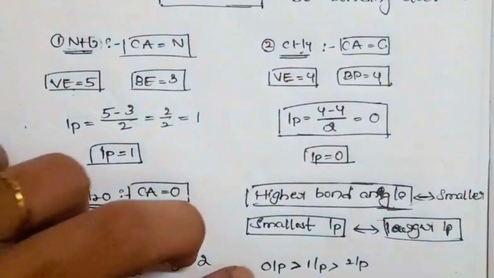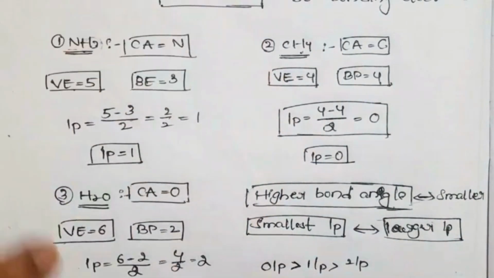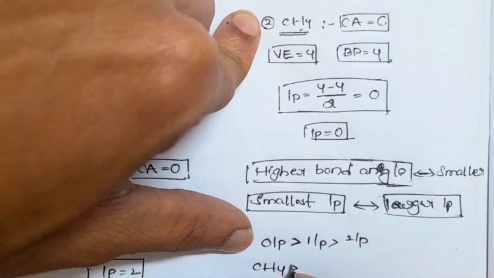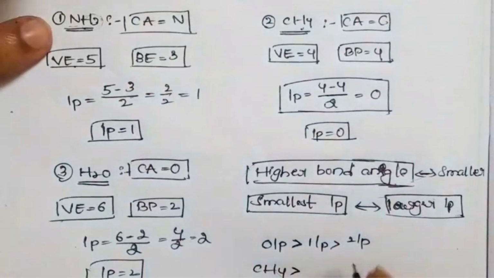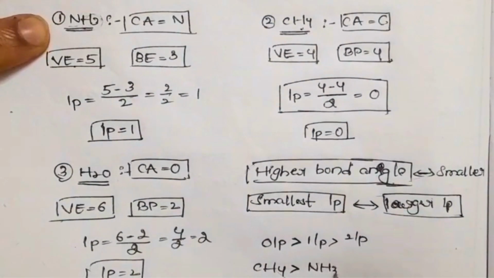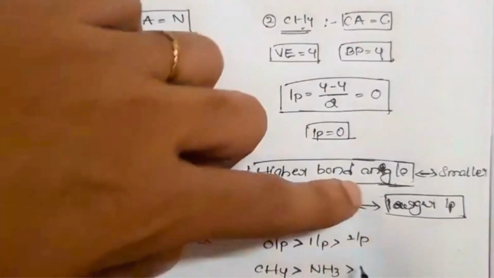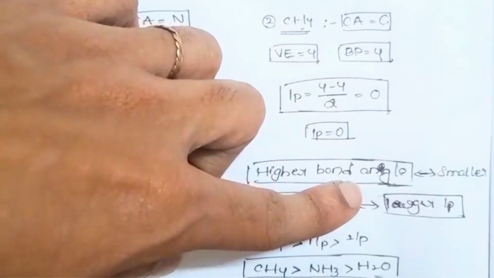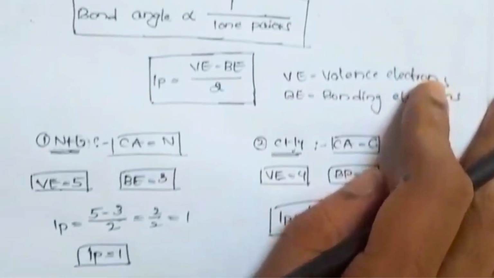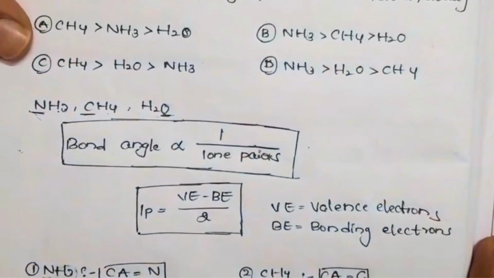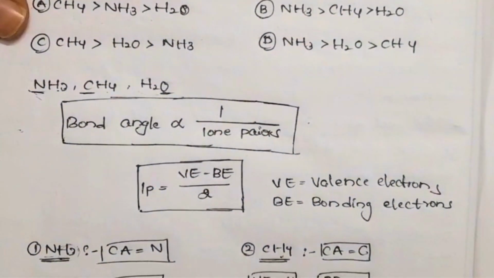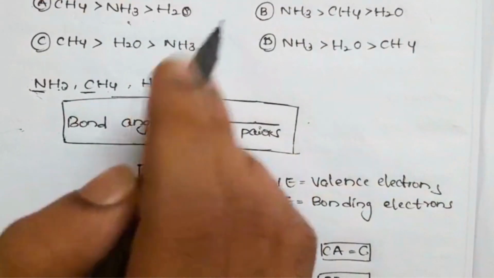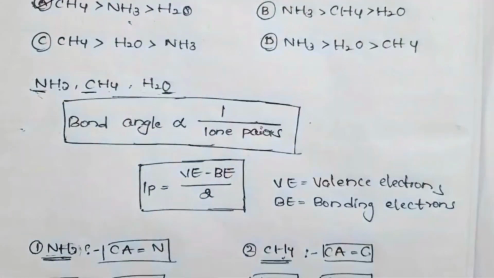Now tell the order. Which one has the higher bond angle? CH4, then NH3, then at last H2O. That's it. What is the correct option? CH4 is greater than NH3, and NH3 is greater than H2O. So option E is correct. Thank you.